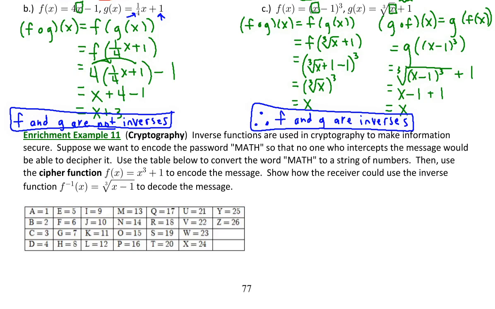To understand how that encryption occurs, here's a really simple example of how we might do that. Suppose we want to encode the password math so that no one who intercepts the message would be able to decipher it. Use the table below to convert the word math to a string of numbers. Then use the cipher function f of x to encode the message. So the first thing that we're going to do is take our password, which we want to keep secret, math, and we're going to convert it to a string of numbers.